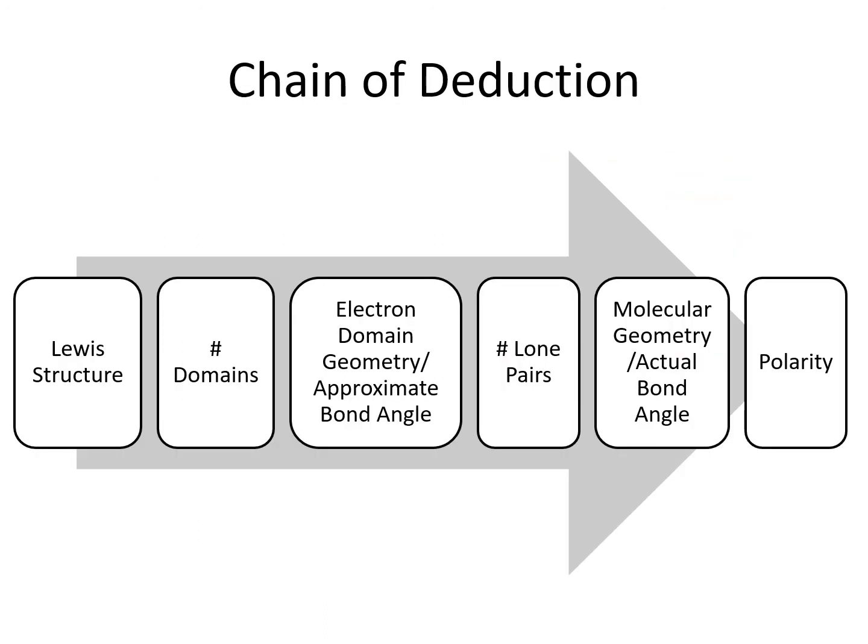In summary, you should be able to draw the Lewis structure of a molecule and count the number of domains. From the number of domains, you can determine the electron domain geometry and approximate bond angle. You can count the lone pairs on the central atom in your Lewis structure, and from the number of domains along with the number of lone pairs, you can determine the molecular geometry. You can also determine if the bond angle is exactly or less than the typical value. Finally, using the Lewis structure and the molecular geometry, you can determine polarity of the molecule.